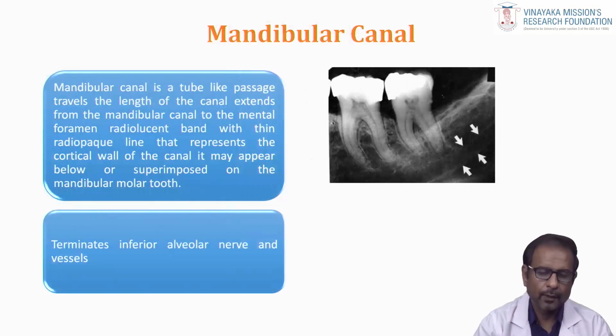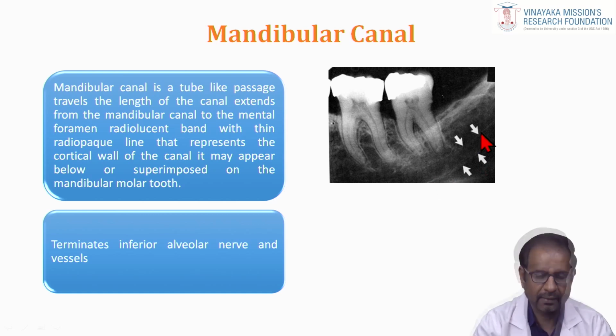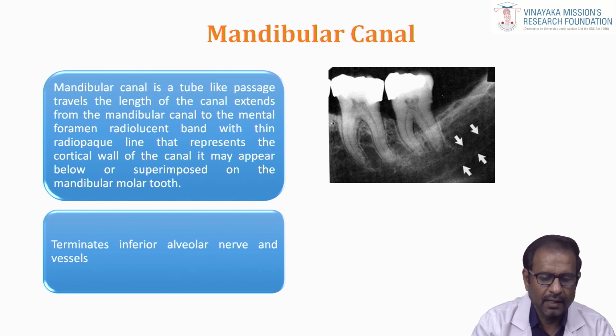So next, the mandibular canal. The mandibular canal is a tube-like passage, a tube-like structure. The border is radiopaque. In between the two radiopaque lines, there is a radiolucent area. The canal extends from the mandibular foramen to the mental foramen. It is a radiolucent band with thin radiopaque lines that represent the cortical wall of the canal.